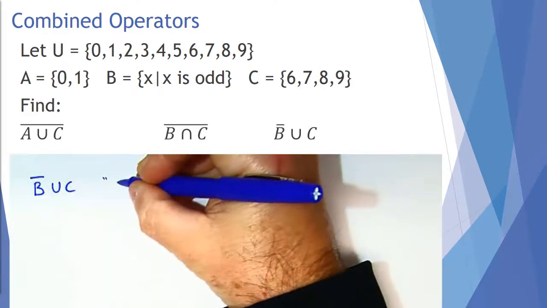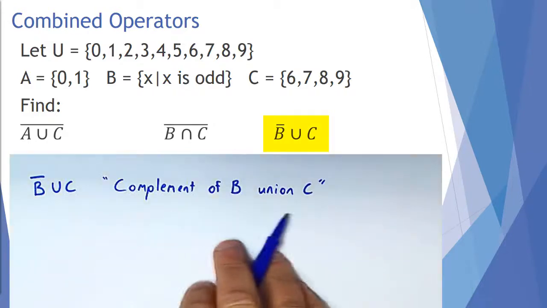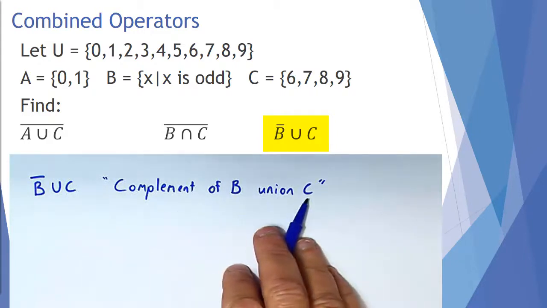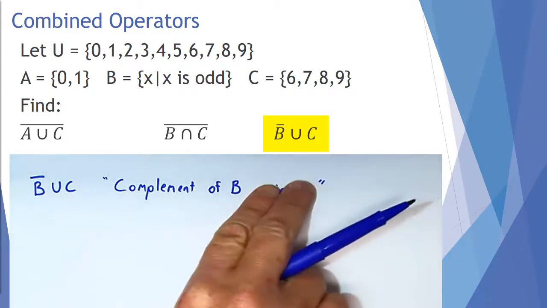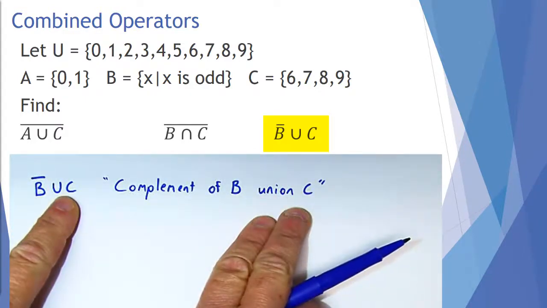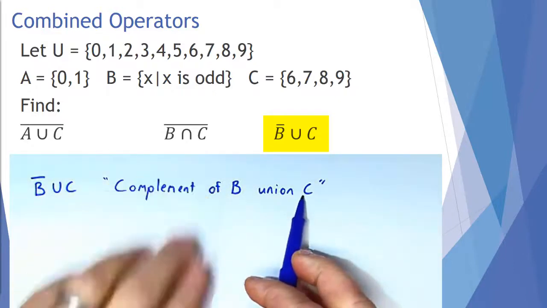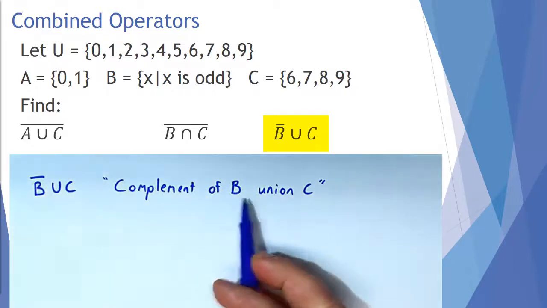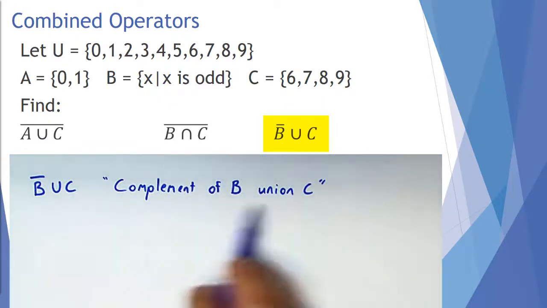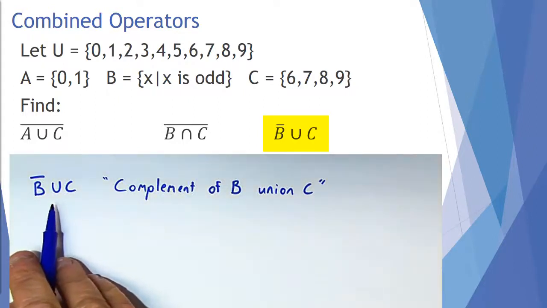Okay, so now we have the complement of B union C. Now you can see that the language here gets a little bit ambiguous. When we say the complement of B union C, that could mean that we're going to take the complement of B union C like we are here, or we could be asking to find B union C and then take the complement of that. That's why the notation has to be a little bit more explicit, because the language is ambiguous. But we have this well defined, we can figure out what this is.